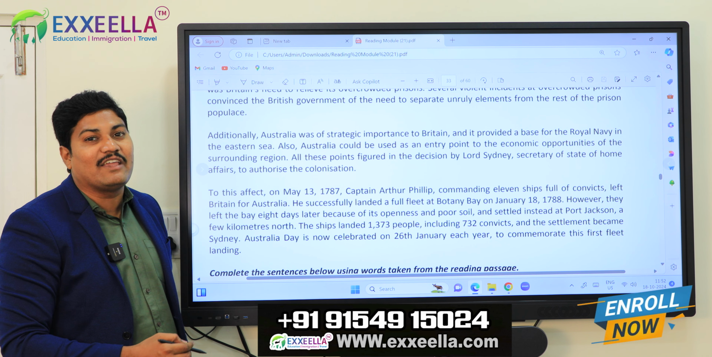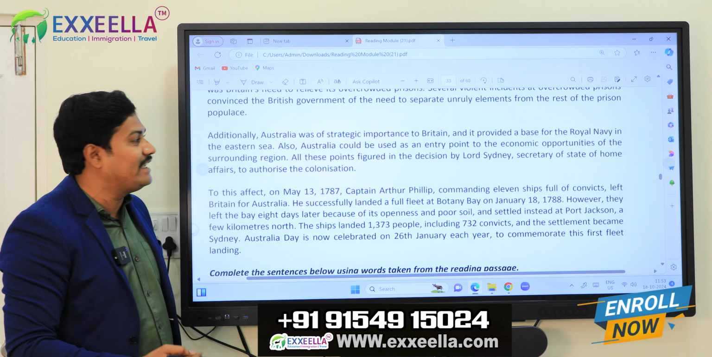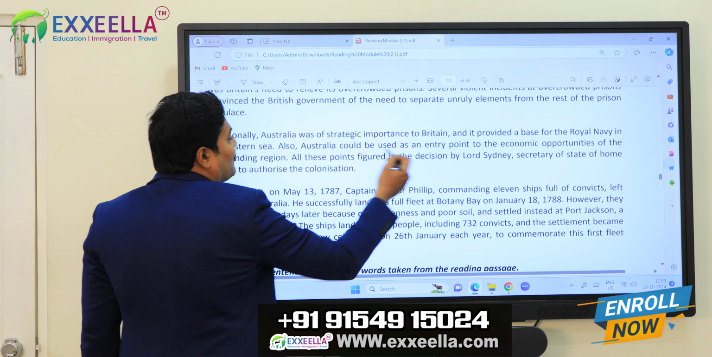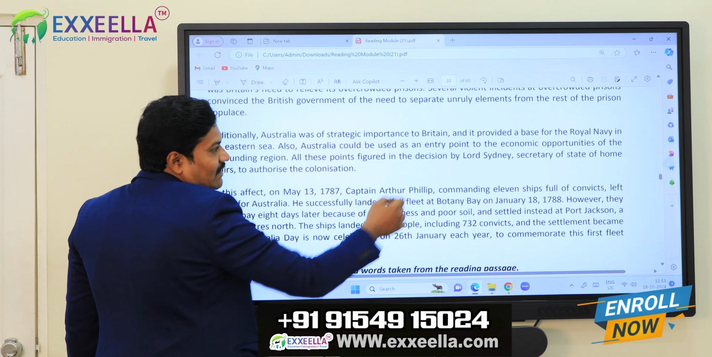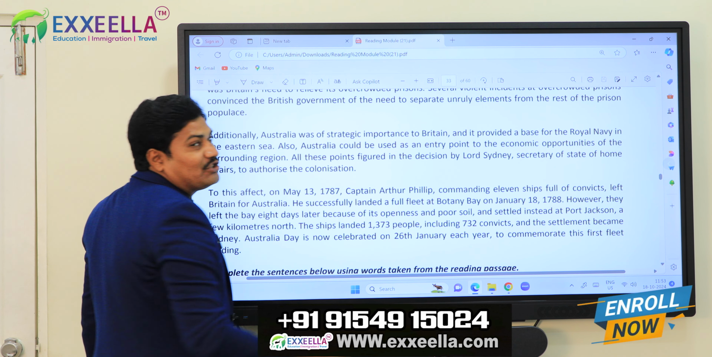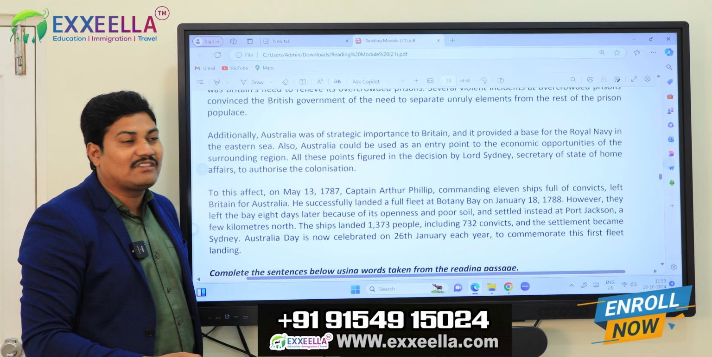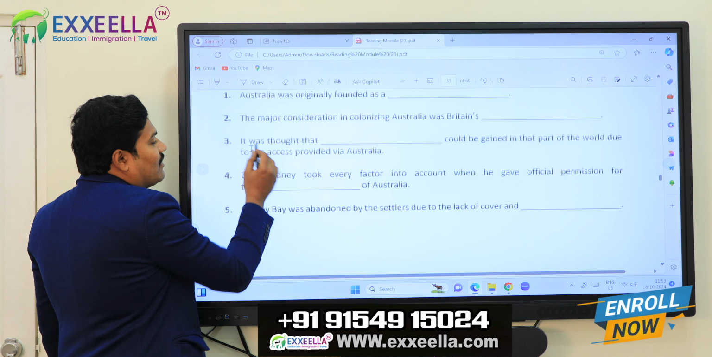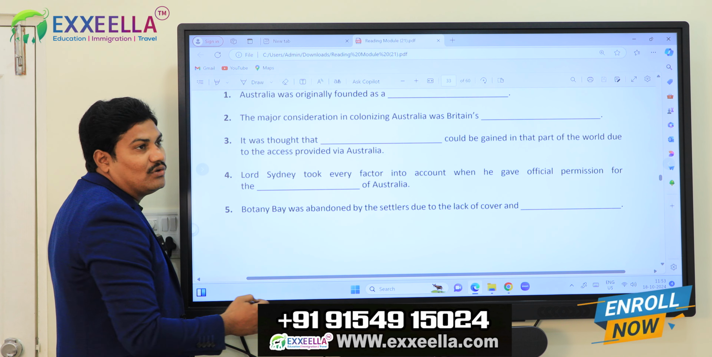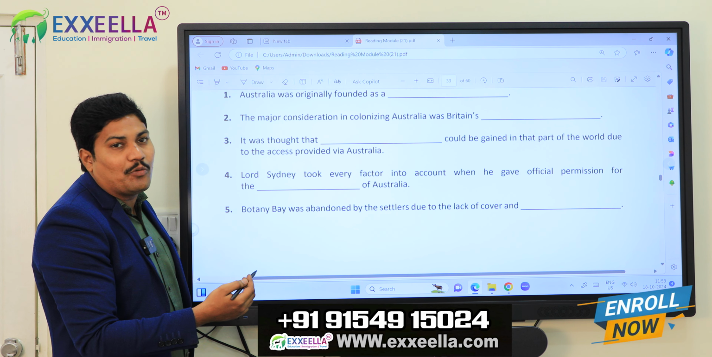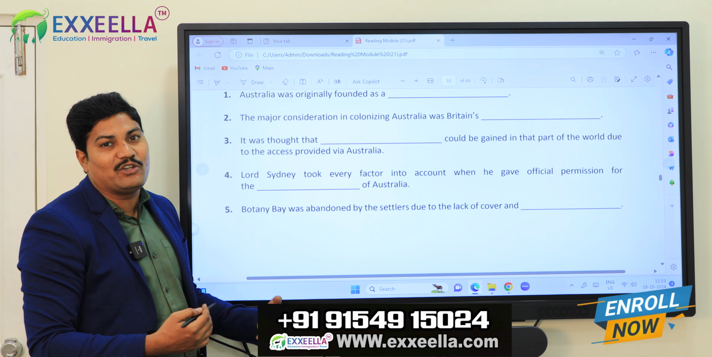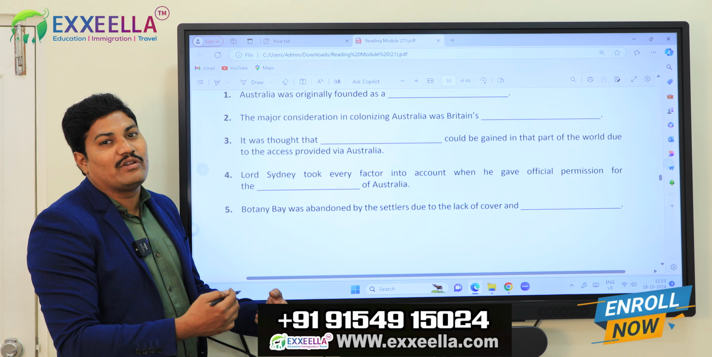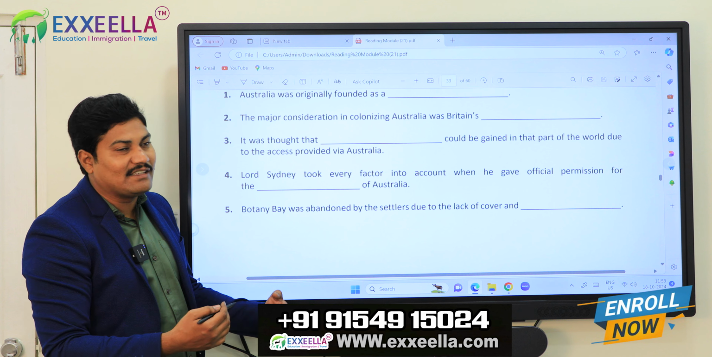What did they want to gain? They wanted to gain economic opportunities by providing an entry point to Australia. So Australia could be used as an entry point to economic opportunities. The answer for this third question is economic opportunities. So Britain thought to gain the economic opportunities from Australia by providing an entry point. So that is the answer.